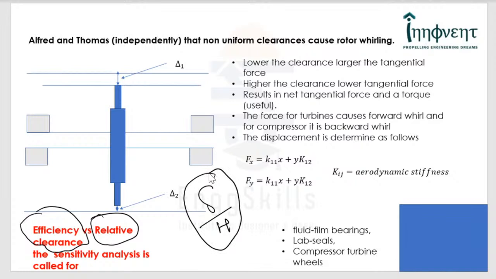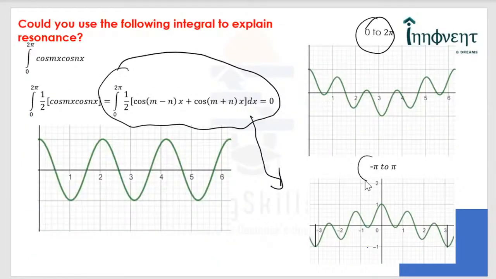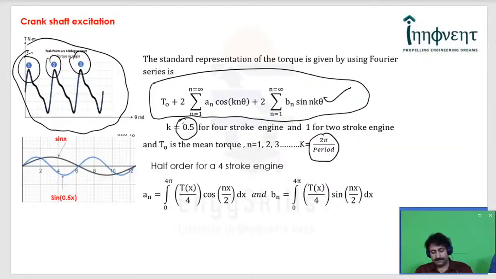Thomas and Alfred, of course, independently proved that non-uniform clearance causes rotor whirling. That is because when the tip clearance increases, the tangential force developed at that location decreases, and when the tip clearance decreases, the force increases, and a net force is developed that would cause the whirl. Of course, I don't get into the aerodynamic stiffness and other aspects for want of time, but you can research this particular topic, a very interesting topic, where both between the limits 0 to 2 pi and minus pi to pi, you can see the area.